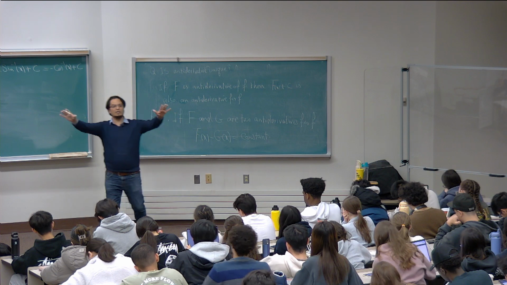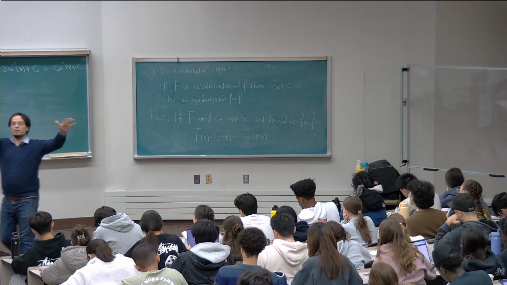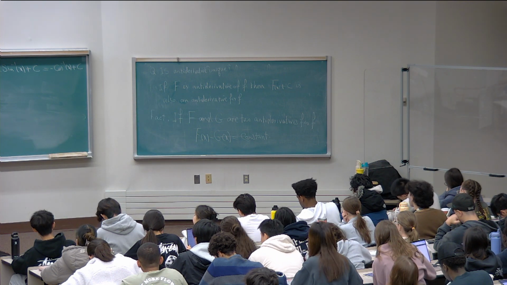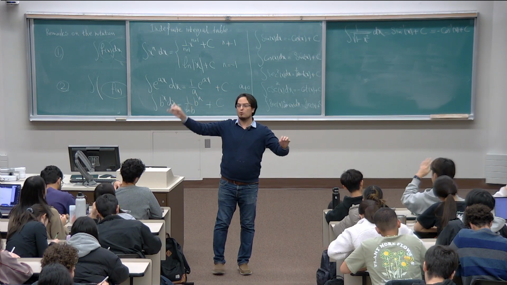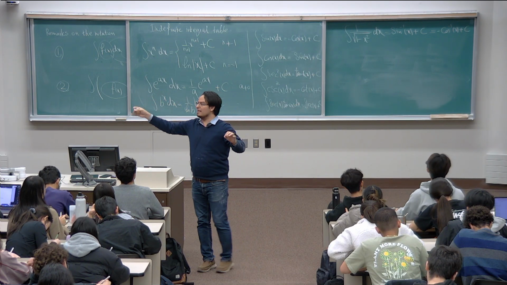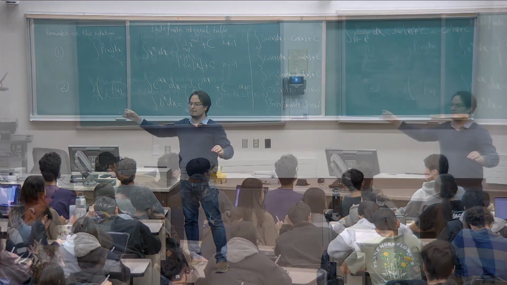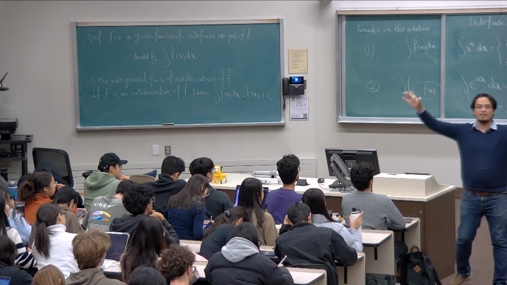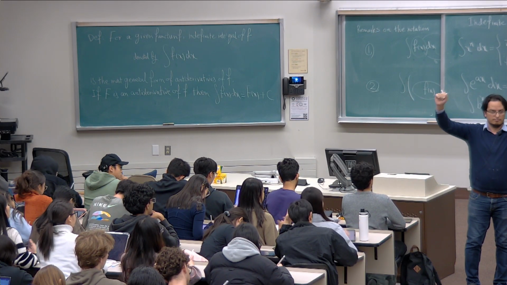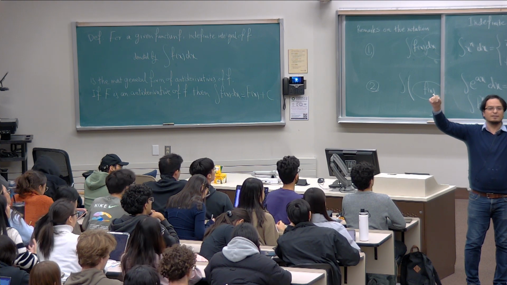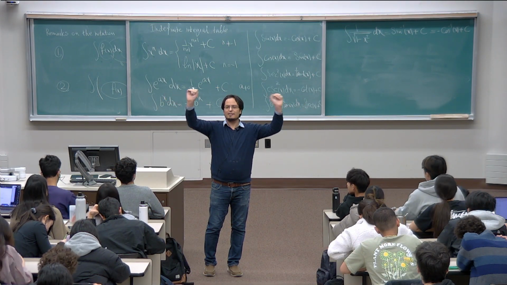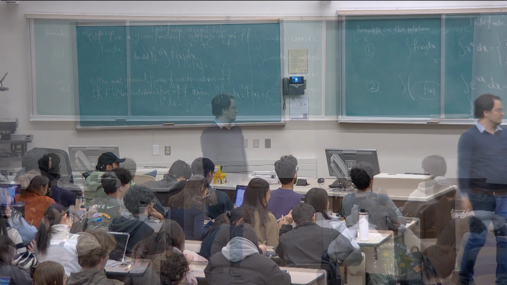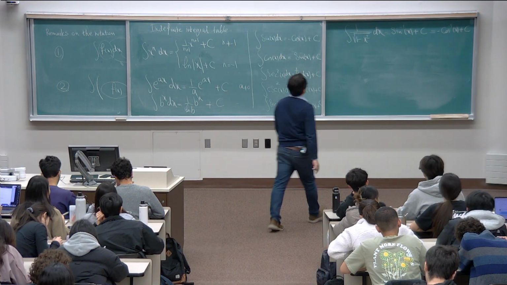Are we all good on that? Do we all agree that the antiderivative of 1 over root 1 minus x squared is both sine inverse x plus c and negative cosine inverse x plus c? Yes or no? Yes. How about the rest? Yes or no? Yes. Louder. Yes or no? Yes. Okay, you're in trouble.